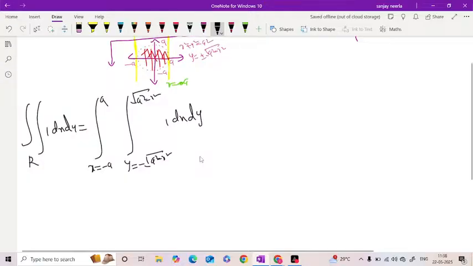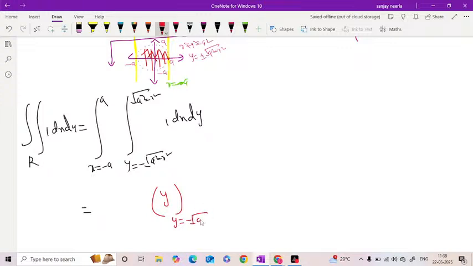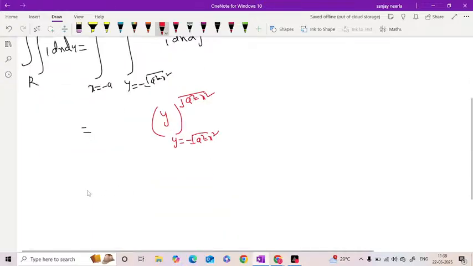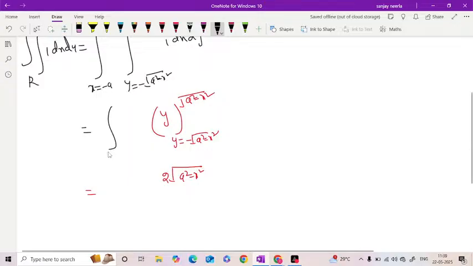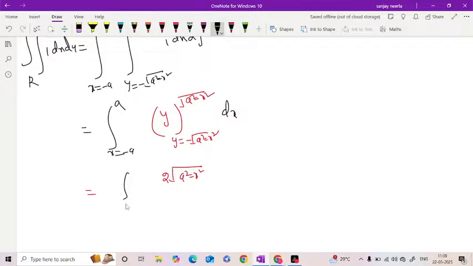Now after simplification, the first integration: integration of 1 is y, with limits y is equal to minus under root of a square minus x square to under root of a square minus x square. After applying the limits, we will get 2 into under root of a square minus x square. This is the first integration. Now the second integration, x is equal to minus a to plus a, into dx.